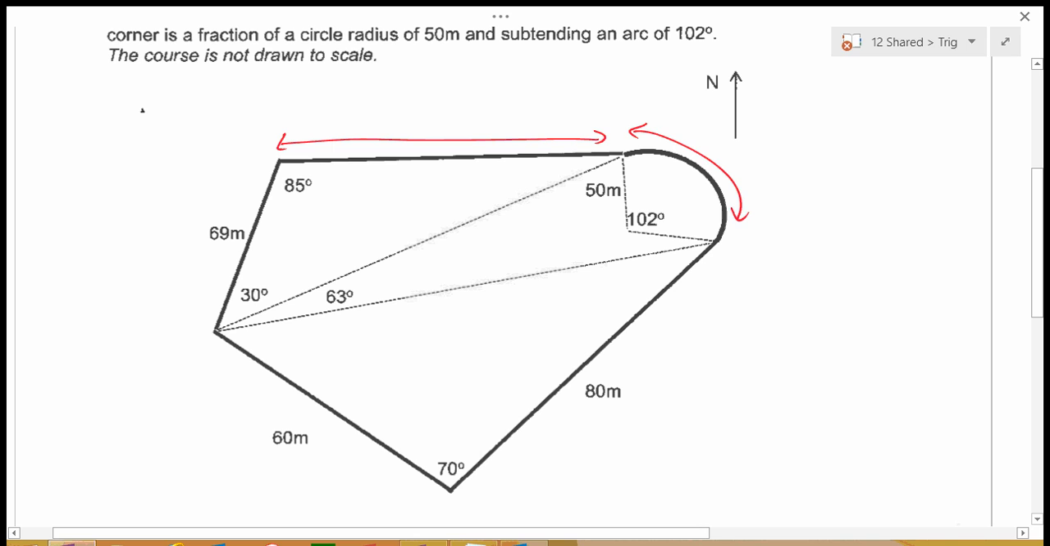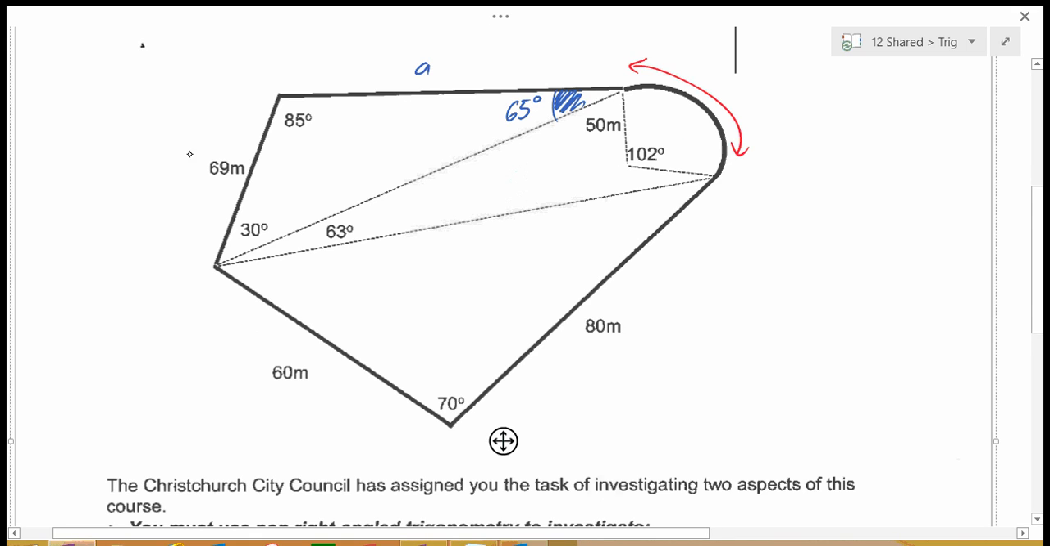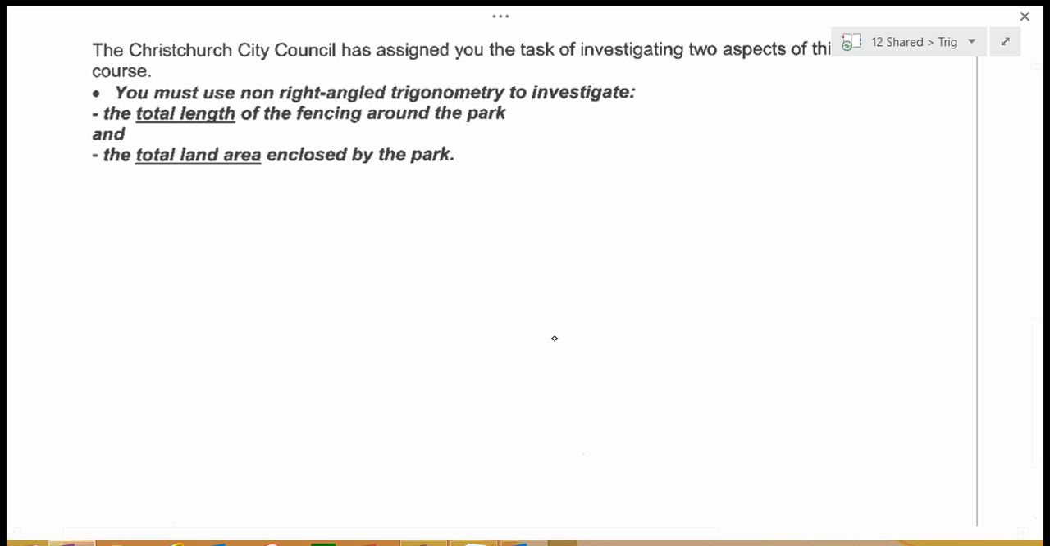The first thing I'm going to do is find this angle in here. Because I have a triangle, I can take these two angles off 180, and that leaves me with 65. So that angle there is 65 degrees. Now I'm going to use the sine rule here, so I'll call this side A and this side B, capital A there and capital B there, and we'll use that to find the length of A.